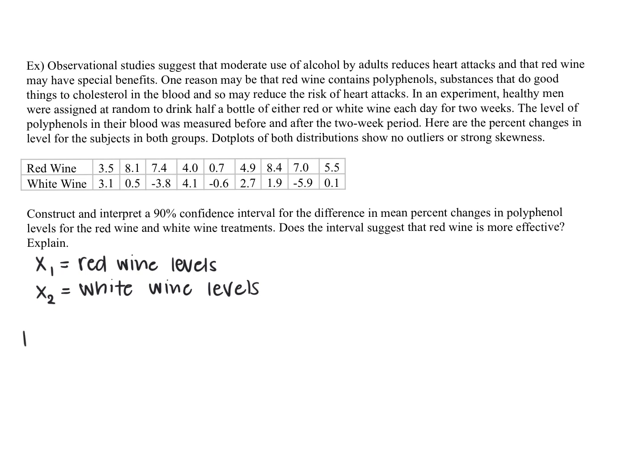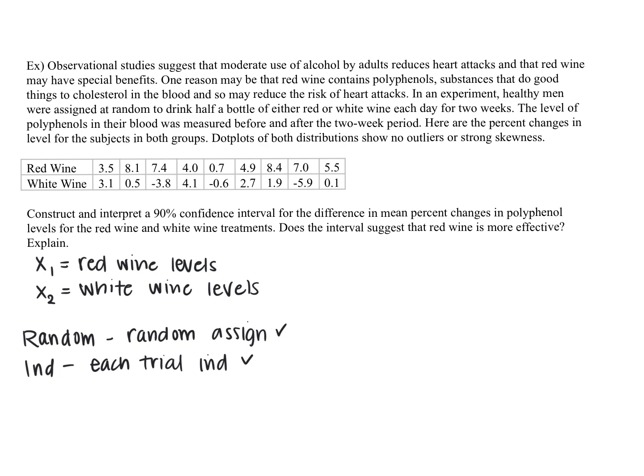Now we're going to check our conditions. So for random, this was an experiment. So we do have that there was random assignment to the 2 treatment groups. And then because it is an experiment, for independence, we can say that each trial is independent, which means that one man's consumption levels did not affect another.